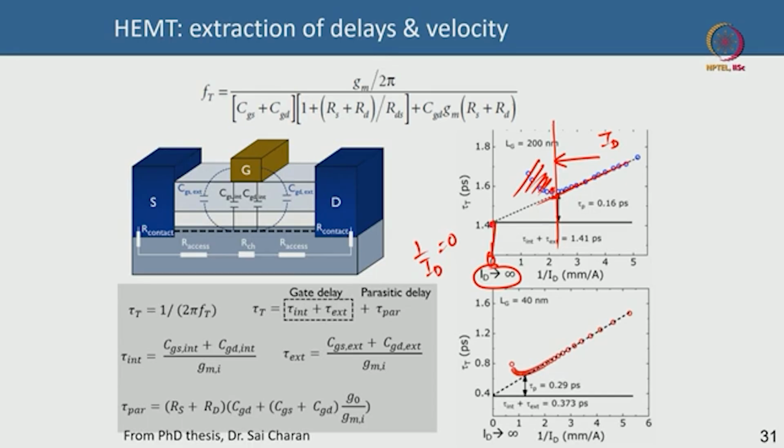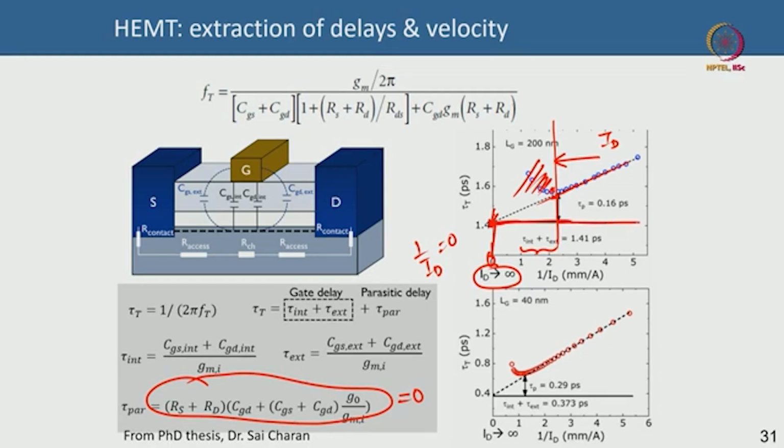So this point is 1.4 picosecond in this case, and is your extrinsic plus intrinsic delay. This excludes the parasitic delay, because the parasitic capacitors can be charged by the drain current infinitely fast, and that is why your parasitic component will become 0 once your drain current becomes infinity, because the drain current will charge it infinitely faster, okay. So this point is constant, by the way.